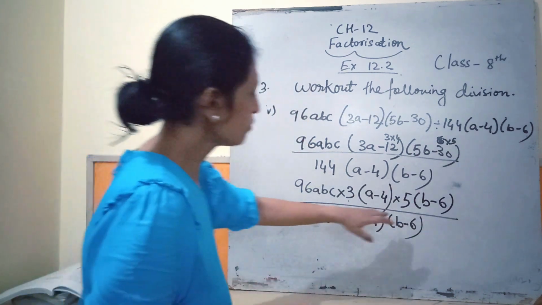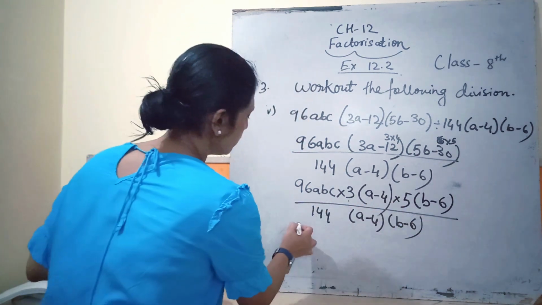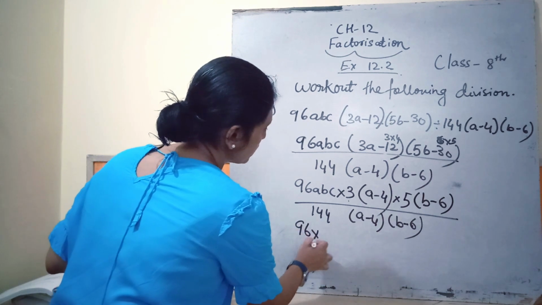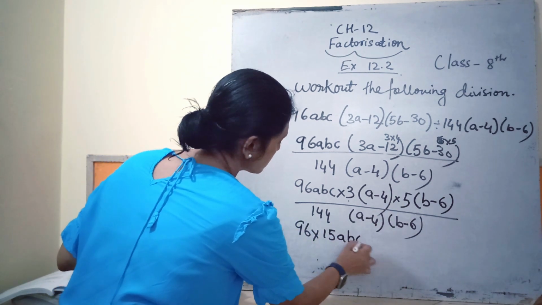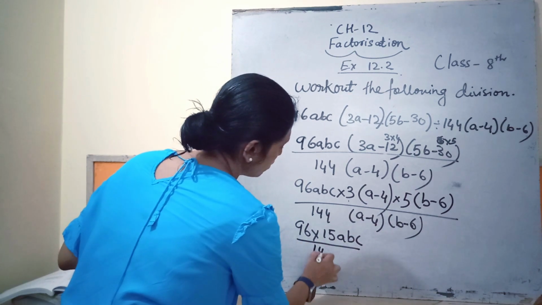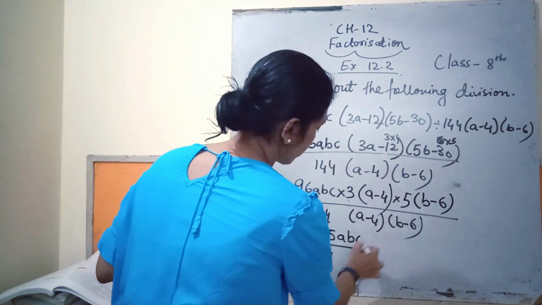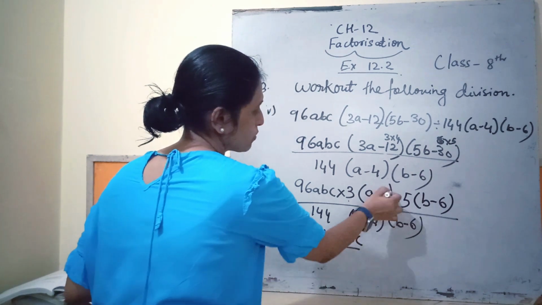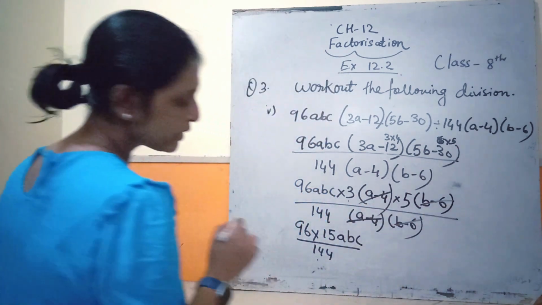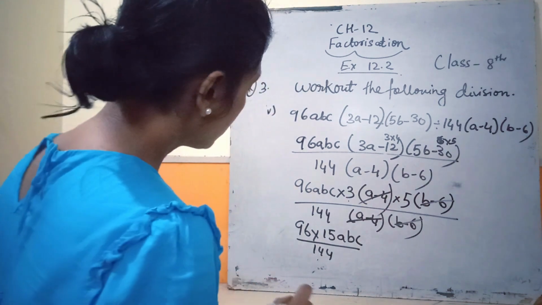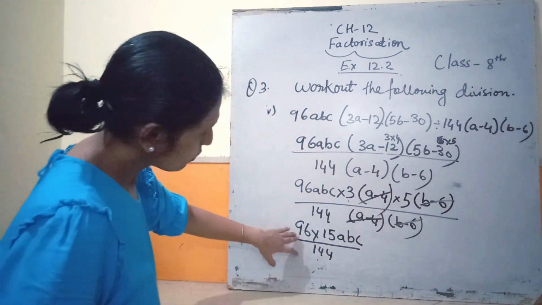This 5 into 3 you can write here, so it is 15 into 6, which is 90 (a minus 4)(b minus 6), upon 144. And the rest, you can see, (a minus 4) will get cancelled and (b minus 6) will get cancelled.